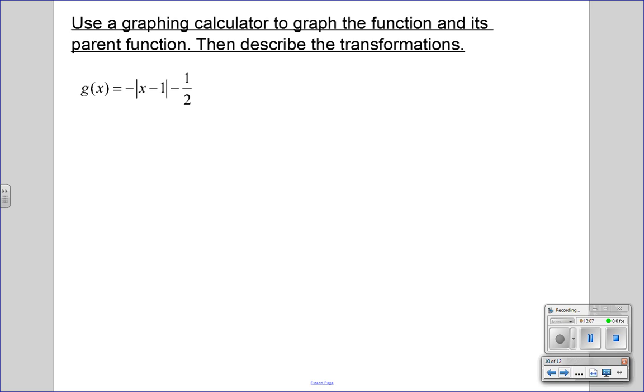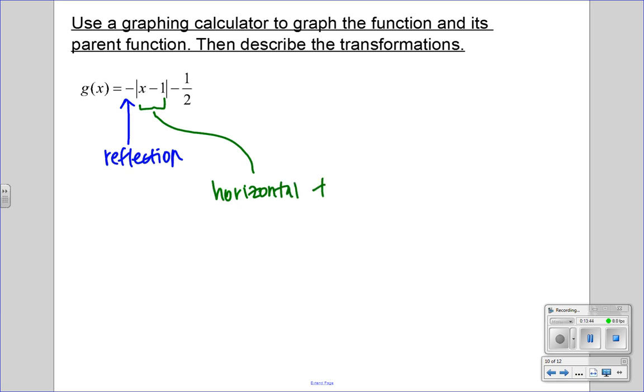Okay, I'm going to kind of give you a hint of how to look at these by the equation, and then I'm going to show you how to graph this in a graphing calculator. Okay, so the first thing is that the negative in front of the function is going to give us our reflection. So we know it's a reflection. If I have a number inside, either parentheses or an absolute value, that's going to give us a horizontal translation. And it always moves opposite of what the sign is. So this one is going to move to the right. Since it's negative, we're going to move to the right. So it's a horizontal translation, 1 unit to the right.